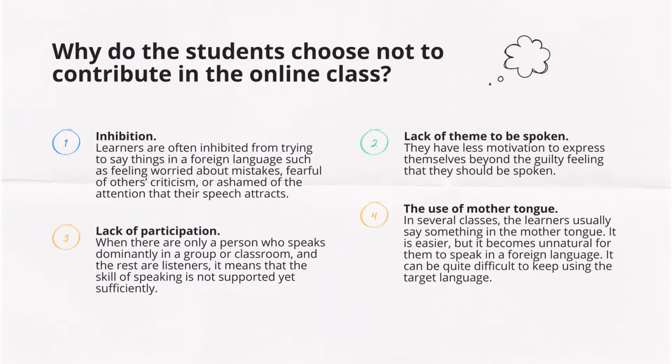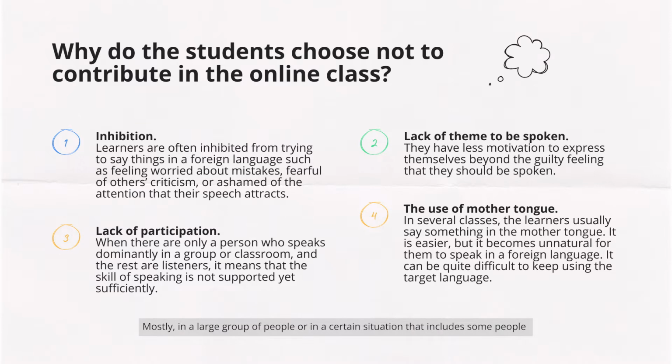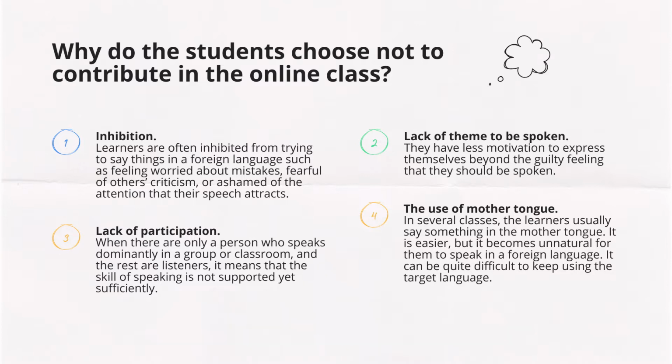Number 3, lack of participation. Mostly in a large group of people or in a certain situation that includes some people, such as in the classroom, only one person speaks while the others are dominantly just listeners. This situation makes for an unlively conversation among them. It means that the skill of speaking is not yet sufficiently supported.